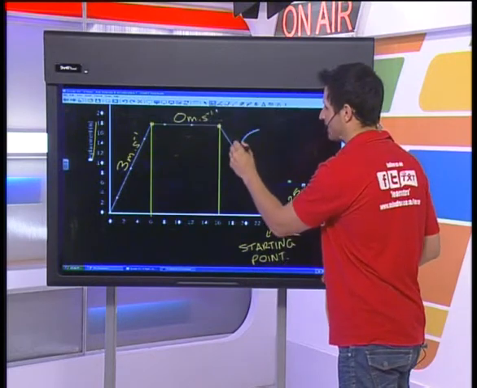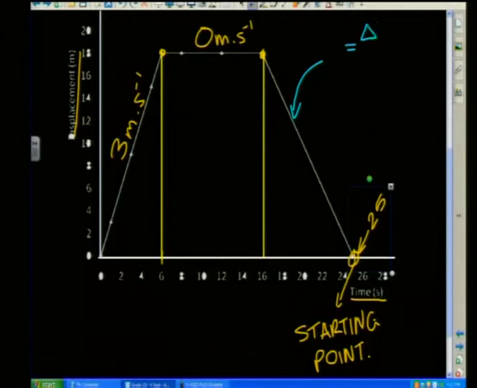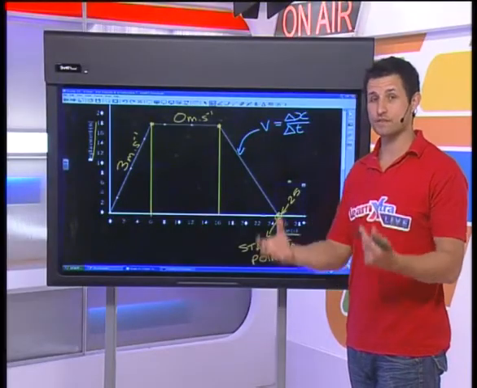Okay, now the gradient of this line is equal to the change in displacement, which is delta x, over the change in time, which is delta t. Strange enough, that's the same formula that gives me velocity. So change in x over change in time gives me velocity. Now, let's put in some values. These triangles might not be familiar to you, but what they mean is what is the change?